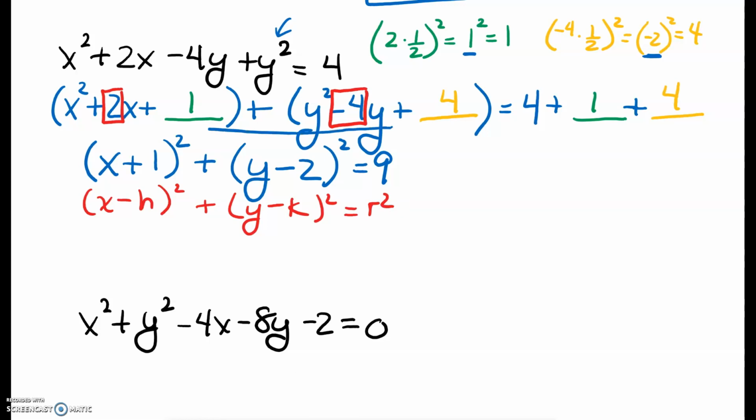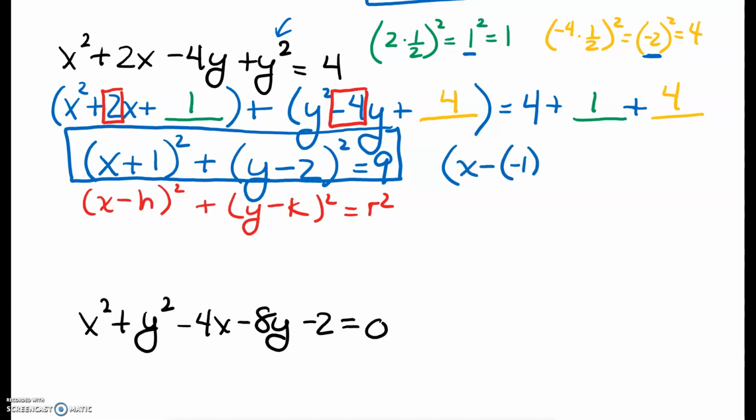Okay, this is my equation. I'm going to go ahead and box it in. There's only one thing that's wrong with it: it's the h value. I'm not subtracting. So I'm going to subtract a negative 1, plus y minus 2 squared equals, what squared is 9?